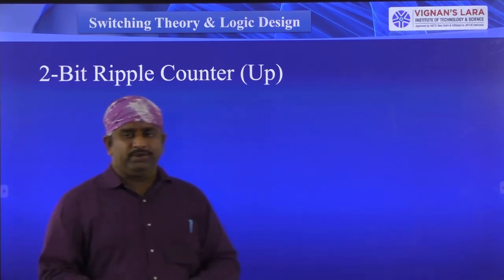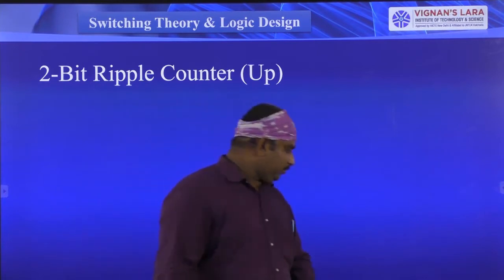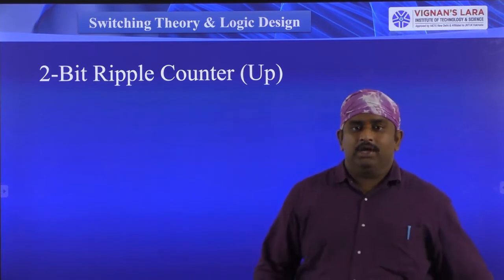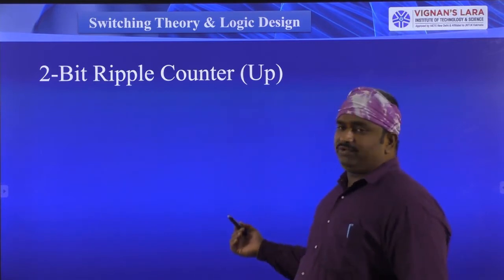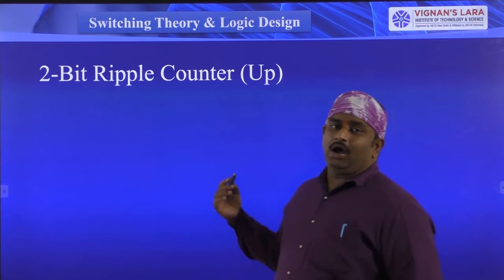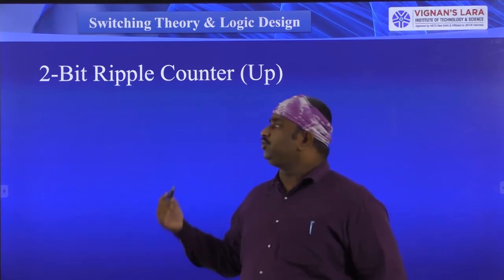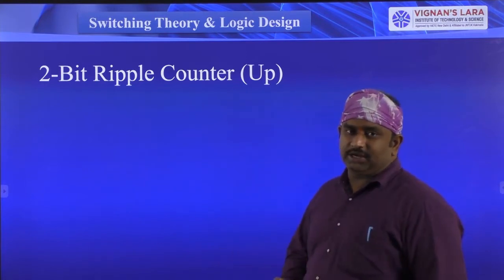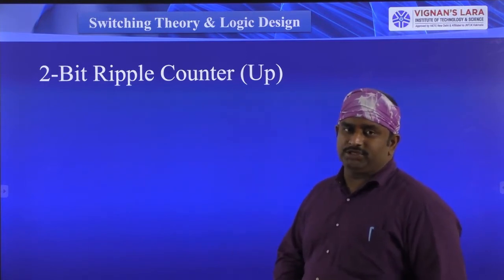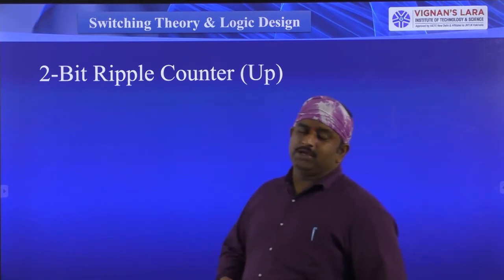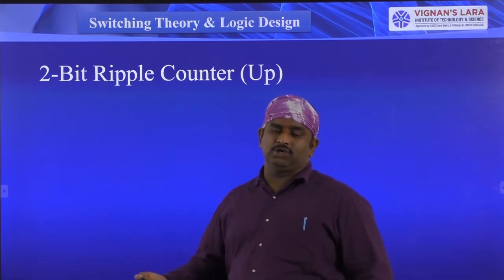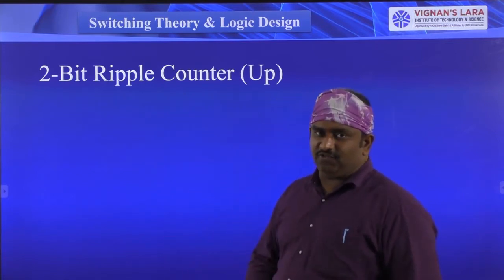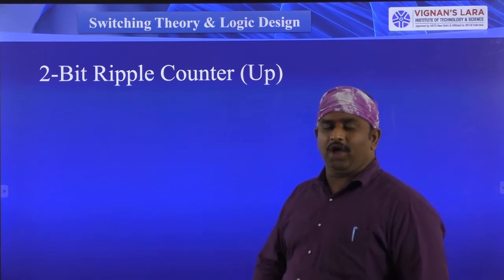First we will see the concept of the 2-bit ripple counter. Before going to that, we will see which type of flip-flop is used for this counting operation. Generally we use a T flip-flop or a JK flip-flop. The JK flip-flop is almost a T flip-flop: when the J and K inputs are shorted together, it acts as a T flip-flop. For that reason you can use either JK or T flip-flops.